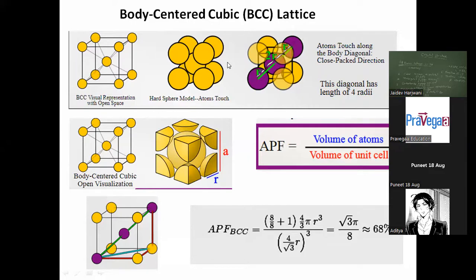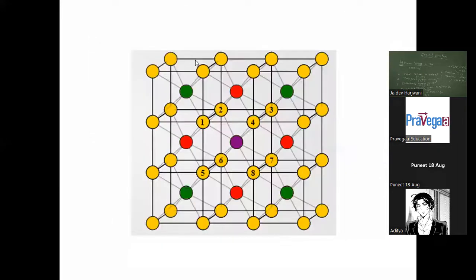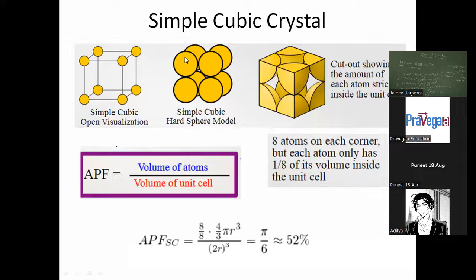Similarly, if I show you the FCC lattice, in the FCC lattice all the atoms are touching the center atom on the face. They are face centered. So all atoms are touching this mid atom on the face. So this point is clear. In face centered they are touching the face center atom, in body centered they are touching the middle atom, and in simple cubic the corner atoms are touching each other. Now I can stop sharing and we can calculate the atomic packing fractions.